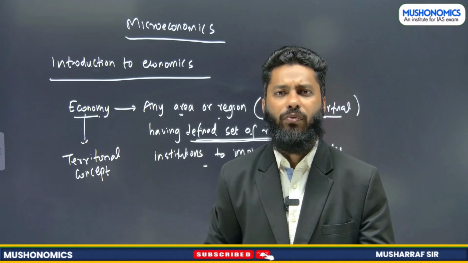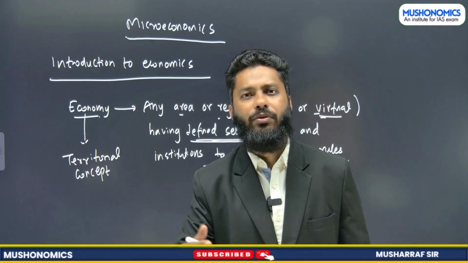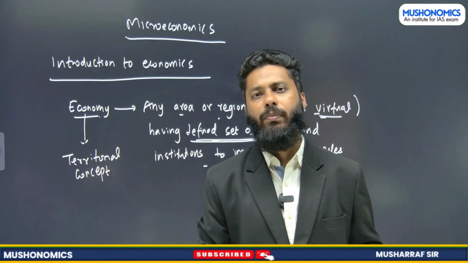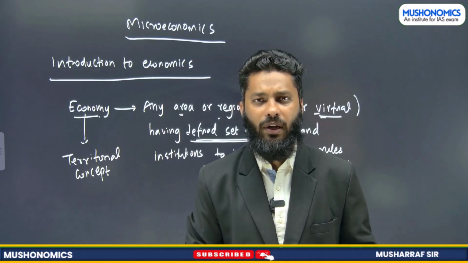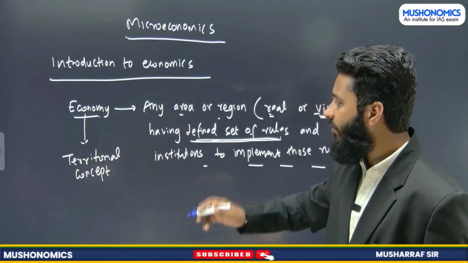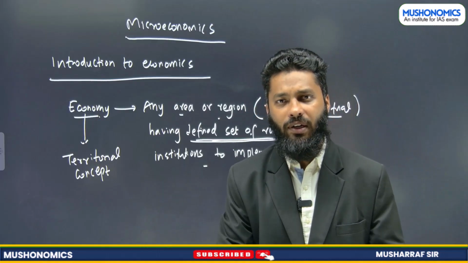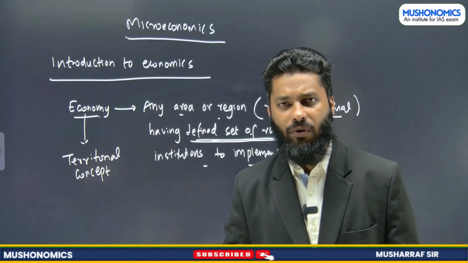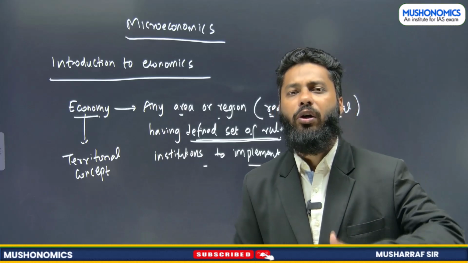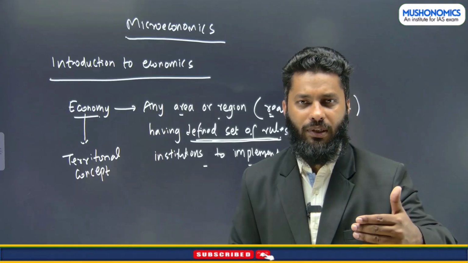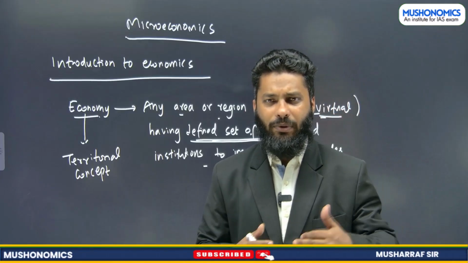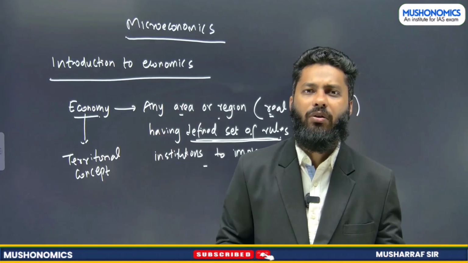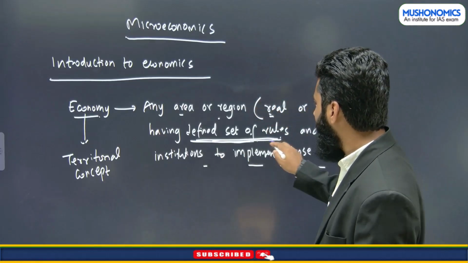When we say defined set of rules, what do we mean by this? For example, China also has an economy, the Chinese economy. The US also has an economy, that is the US economy, right? The entire European Union has an economy. That means, having a defined set of rules. These economies have different rules. For example, when we talk about a capitalist economy, there are different rules of capitalist economy. When we talk about socialist economy, there are different rules of socialist economy, right? We will understand what exactly capitalist and socialist economies are, but I hope you understand that different sets of rules are there in every economy, and that is why we talk about a defined set of rules.